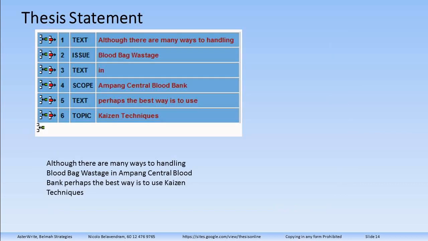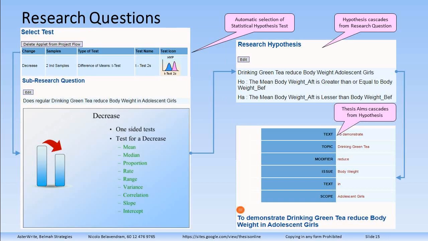The thesis statement cascades from the thesis title. A menu-driven page allows you to create an authentic sentence to make your statement. Information from the thesis title, namely the topic, issue, and scope, is concatenated with text to form a thesis statement. From the thesis statement, sub-research questions are formed.